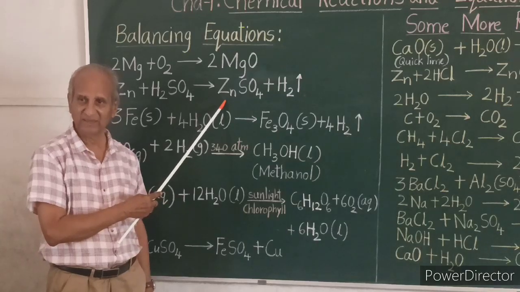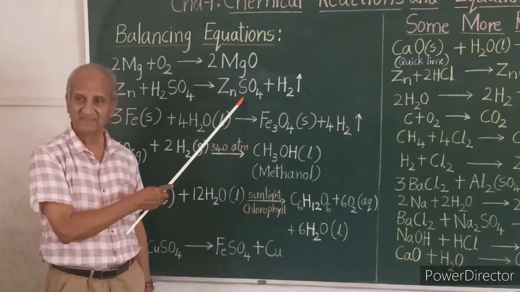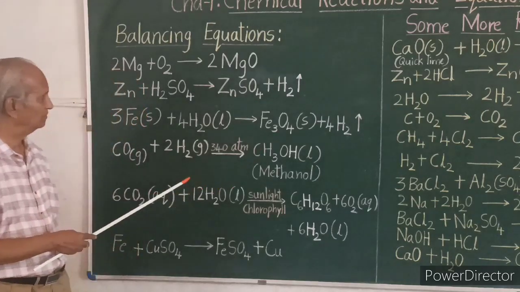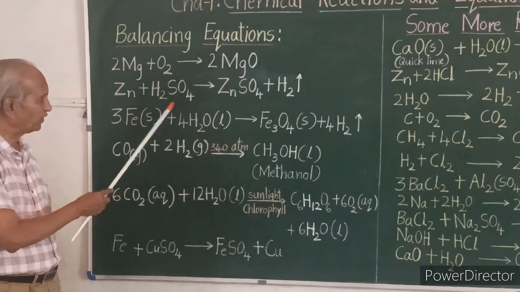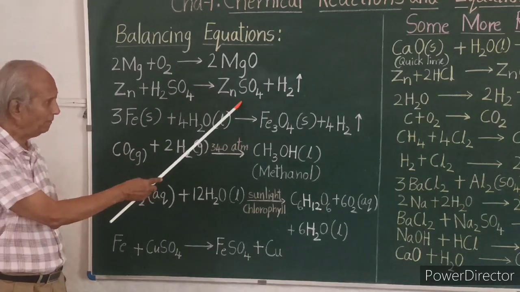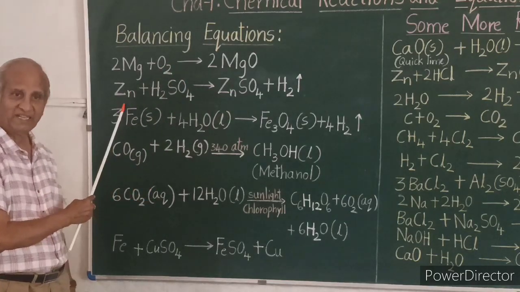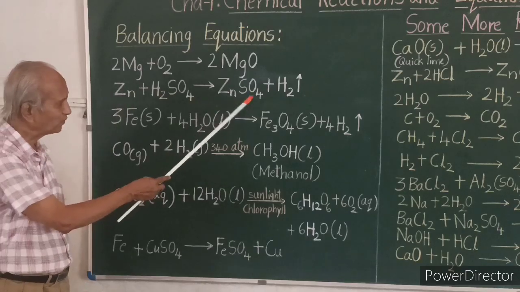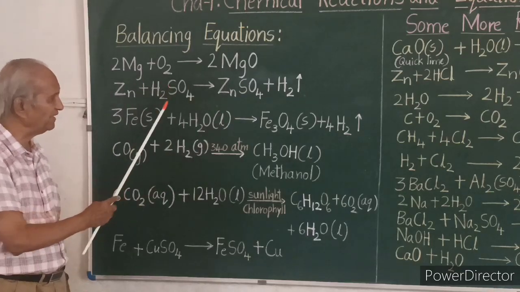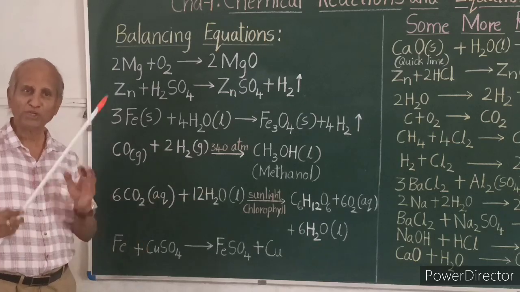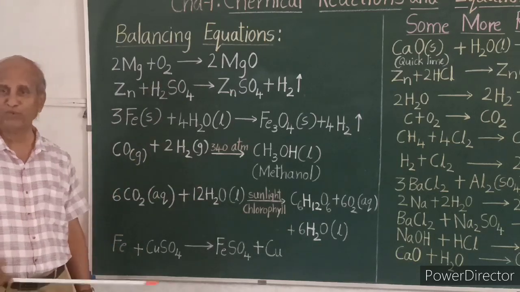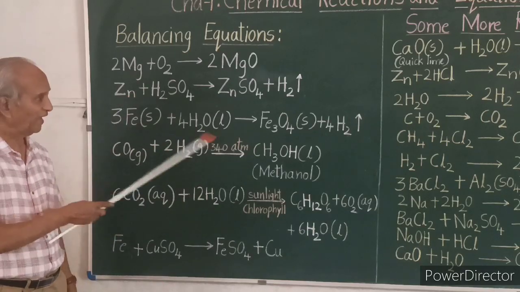Zinc, Zn, 1 atom; S, 1 atom; O, 4 atoms. So this SO4 radical has come and got bonded with zinc. So it is ZnSO4, and H2 got released. H2 got released from the bonds it had with the SO4 radical.